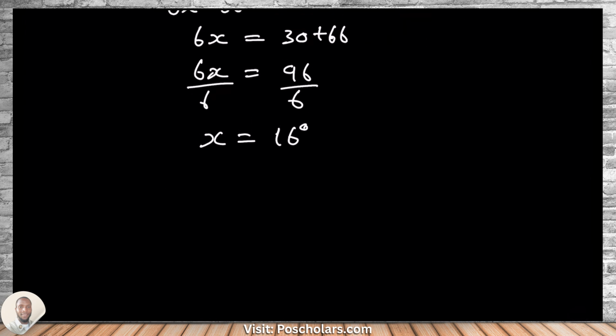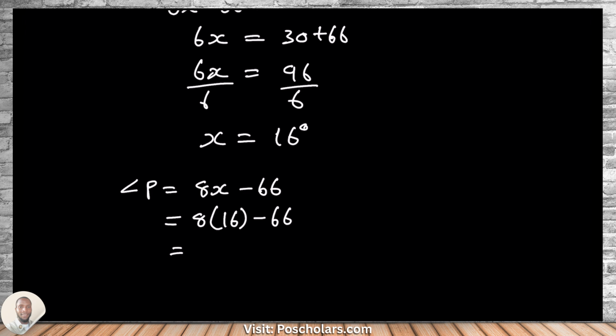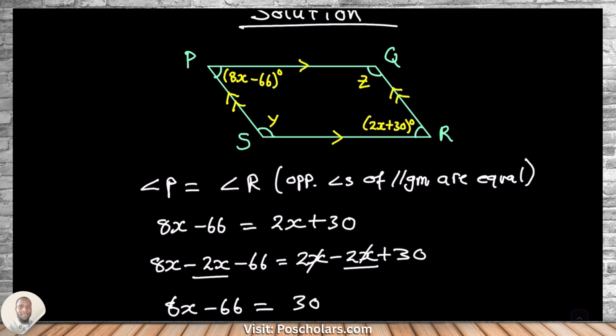Therefore, the size of angle P is now equal to 8x minus 66, right? But now we know the value of x. The value of x is 16. Right, so we substitute it into this expression, and when we do that, we have 8 into brackets 16 minus 66, right? If you multiply 8 by 16, you have 128 minus 66, right? And when you do the subtraction again, 128 minus 66 gives 62 degrees, right? So we have gotten the size of angle P, right? The size of angle P.